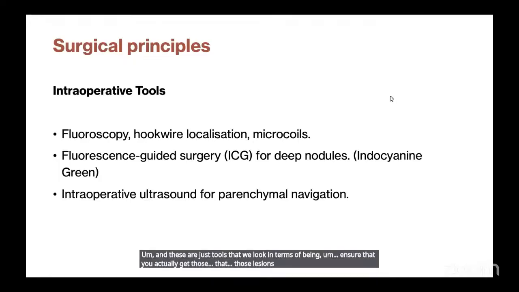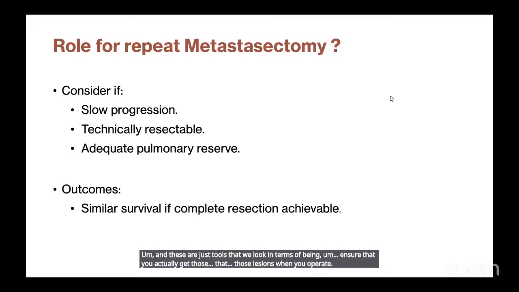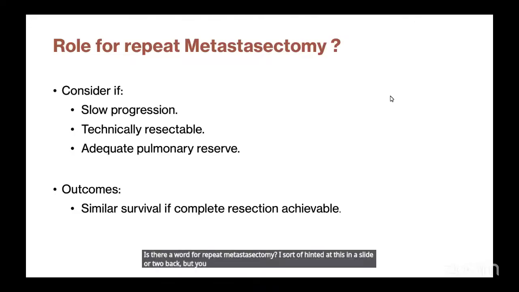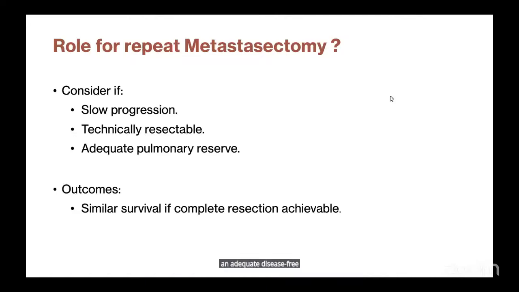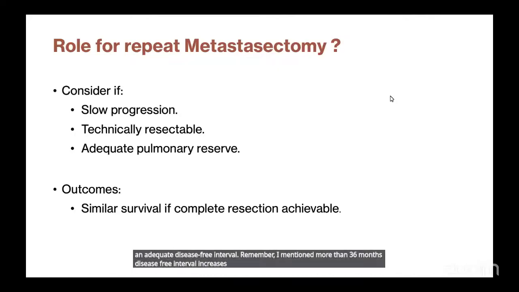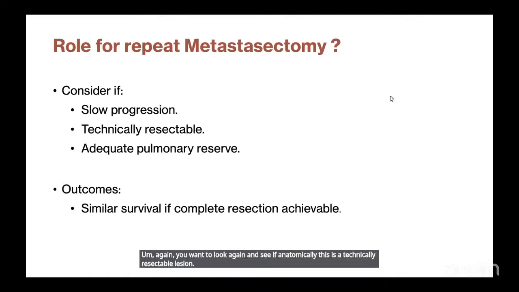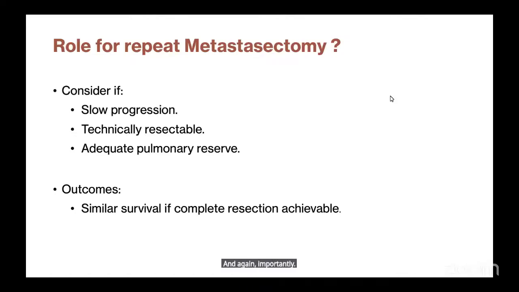Is there a role for repeat metastasectomy? I sort of hinted at this a slide or two back, but you can consider it if you are assessing a patient who has had an adequate disease-free interval. Remember, I mentioned that more than a 36-month disease-free interval is a good prognostic factor. Again, you want to see if anatomically this is a technically resectable lesion, and importantly, does this patient have adequate pulmonary reserve?